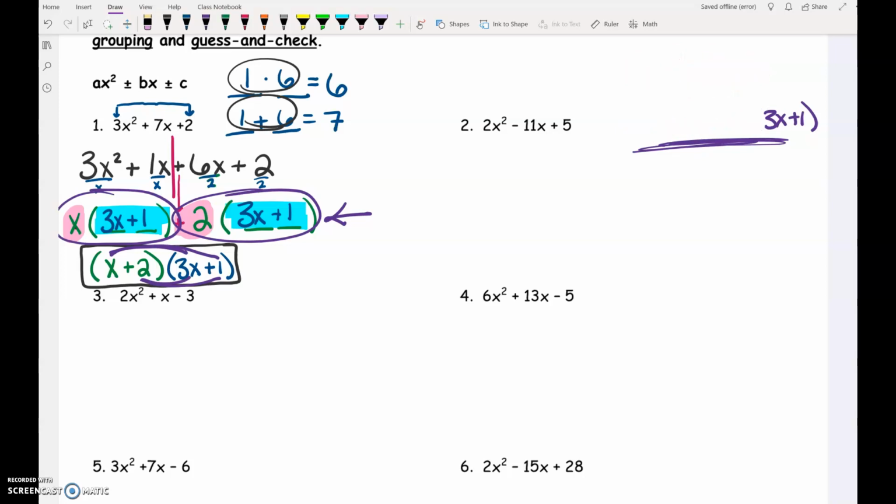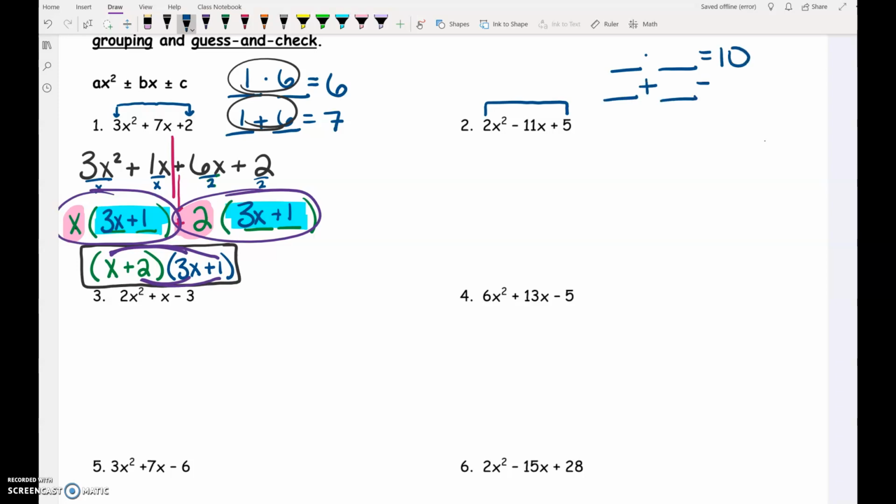All right, let's do this again because the first time you see this, it's kind of like, oh, information overload. Our first step is always going to be multiply your A times your C. So 2 times 5 is 10. We are looking for 2 numbers that multiply to give us 10 and add up to our middle number, negative 11.